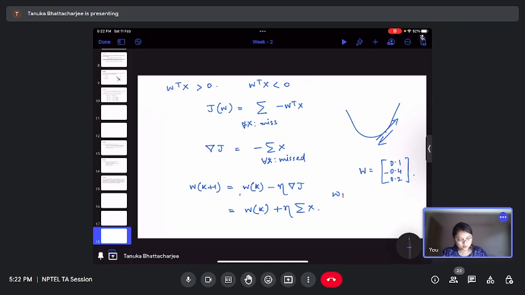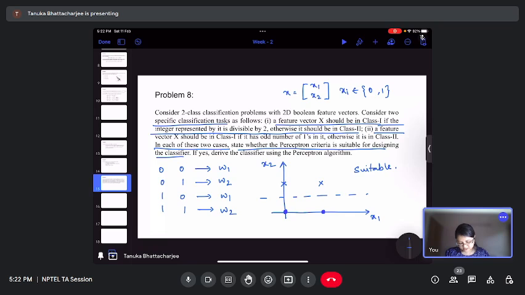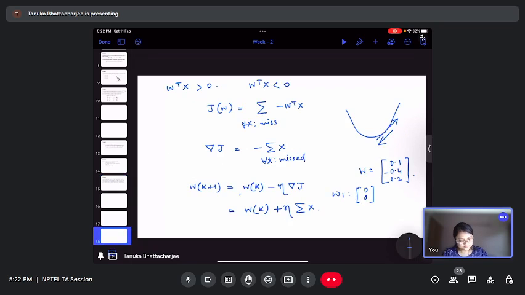So in our case, omega 1 samples were 0, 0 and 1, 0, right? You have to augment by 1. So if you compute w transpose x for, let us say, this one, you get 0.2, which is positive. So you will classify to class omega 1. And for this one you get 0.1 plus 0.2, which is 0.3, again positive, so you will classify to class omega 1. And for omega 2 samples you should get w transpose x less than 0.